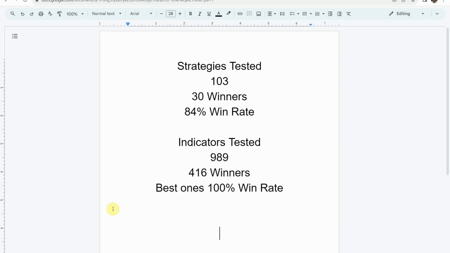We've also tested a total of 989 indicators, with 406 of them being winners. The best ones so far were able to achieve a 100% win rate. Now you need to go back and watch those videos to understand the context of how they were able to achieve that. So go back and watch those videos and see what you can get out of those winning indicators. And keep in mind that we test most of these indicators and strategies on the Forex and crypto market, but they can be applied to just about any market and time frame universally.